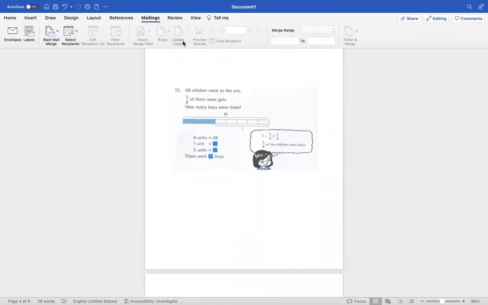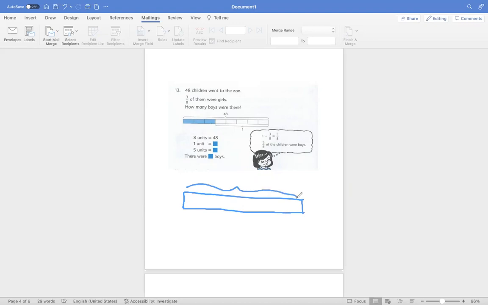48 children went to the zoo. 3/8 of them were girls. So again, we can draw a bar model. Remember, I said this is just my preferred way of doing this to organize our information. We know that the total is 48. 3/8 of them are girls. How many boys were there?